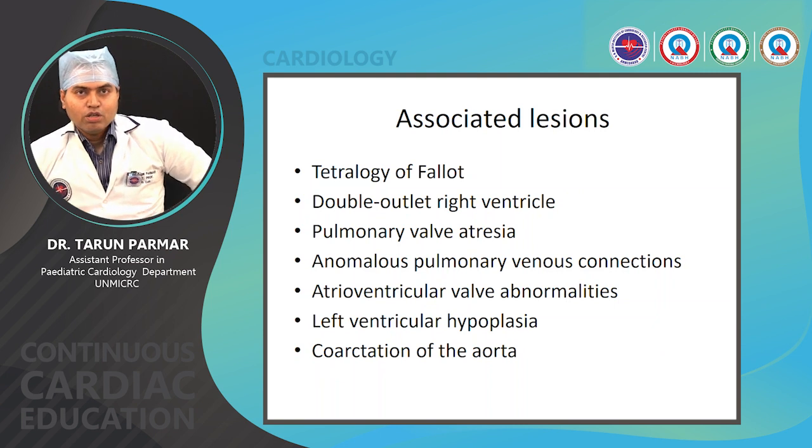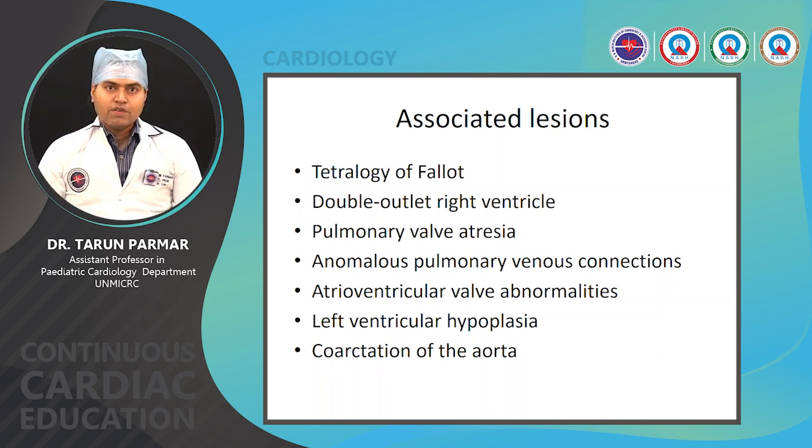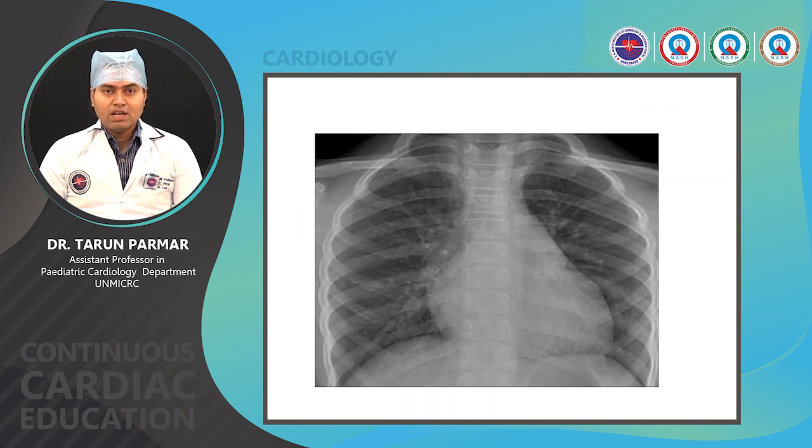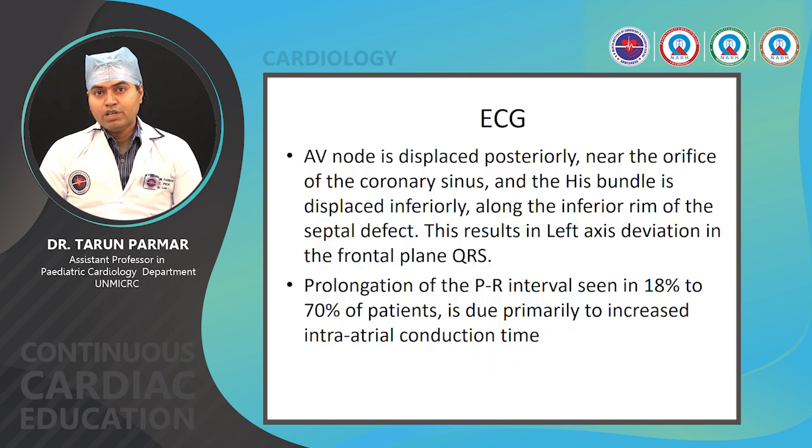Associated lesions: tetralogy of Fallot, DORV, pulmonary valve atresia, anomalous pulmonary venous connection, atrioventricular valve abnormalities, LV hypoplasia, and coarctation of aorta. So come to the radiology. There is cardiomegaly, prominent pulmonary vascular margin, and arterial enlargement. This is more or less like a large ASD. You can see the mild cardiomegaly, there is an increase in the Qp, otherwise there is no other significant finding.